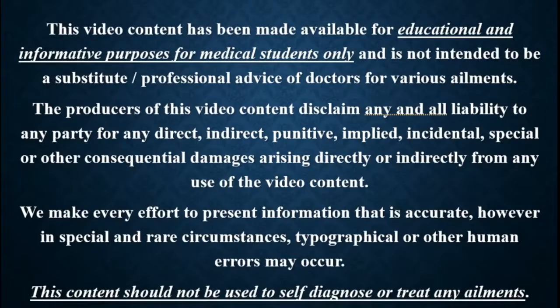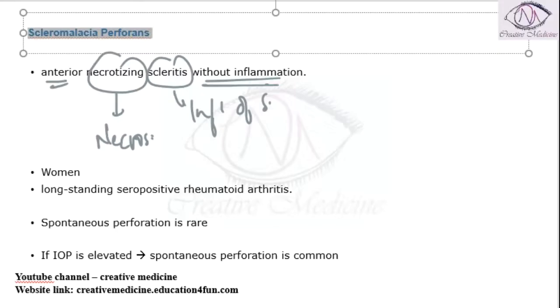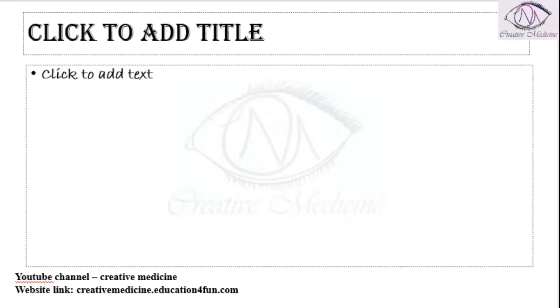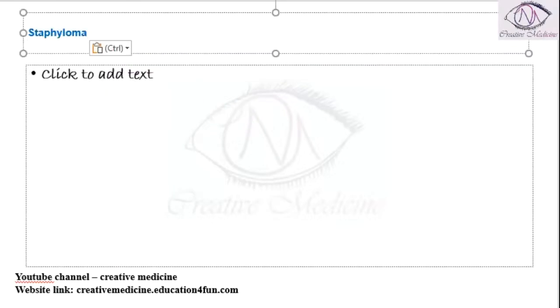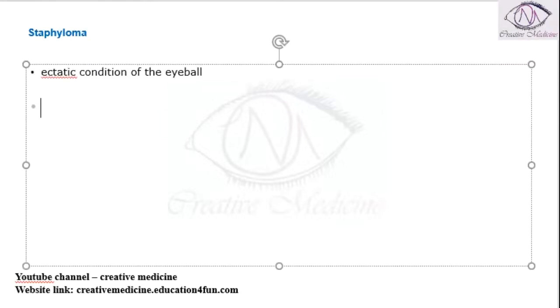In this lecture, we will learn about staphyloma. What is staphyloma? It is an ectatic condition of the eyeball along with the herniation of uveal tissue. Ectatic condition of the eyeball, that is, ectatic is dilatation. Okay, some type of dilatation of the eyeball with uveal tissue.